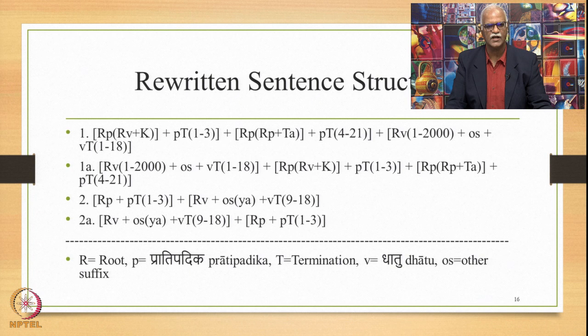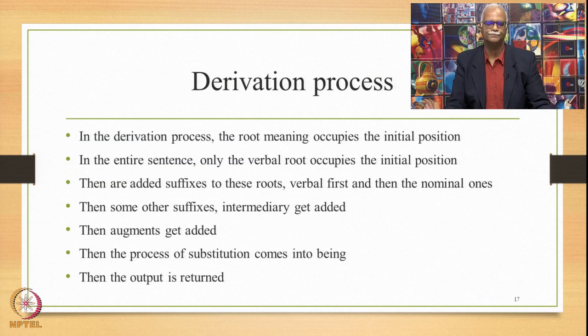And the second structure can be rewritten as rp plus pt 1 to 3 plus rv plus os plus vt 9 to 18. The order change will impact the same structure as rv plus os plus vt 9 to 18 plus rp plus pt 1 to 3. This is how the sentence structure can be rewritten.